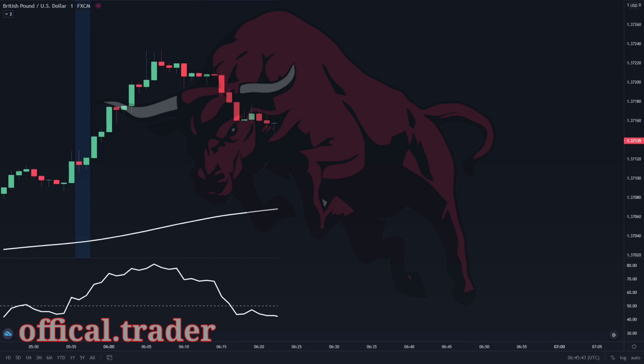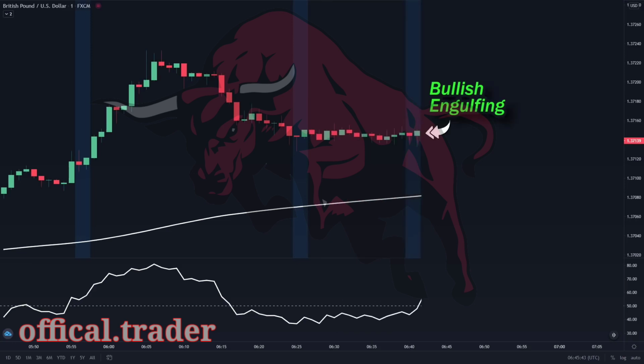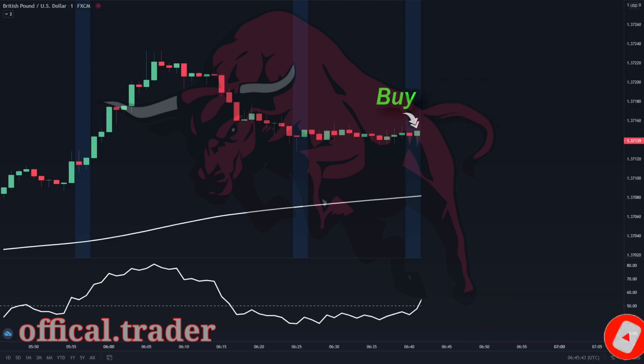In this chart, we can see that the price is above the 200 EMA, meaning that the price is on an uptrend. And so we only take signals from the bullish engulfing pattern. Next, we can actually see a bullish engulfing pattern formed. However, we can see that the RSI is still below the middle line, so you want to ignore this signal. Next, we can see that another bullish engulfing pattern has formed, but this time, the RSI is already above the middle line. So this is our entry signal and you want to take a buy position here.